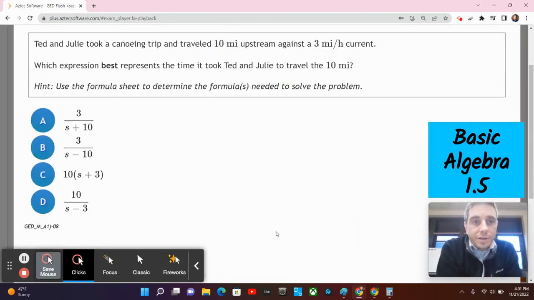Ted and Julie took a canoeing trip and traveled 10 miles upstream against a 3-mile-per-hour current. Which expression best represents the time it took Ted and Julie to travel 10 miles?